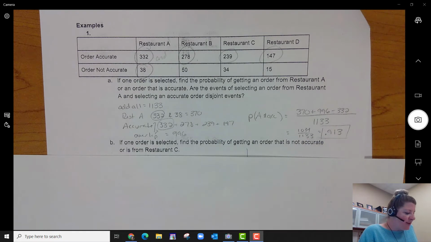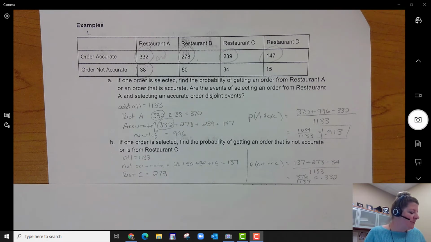If one order is selected, find the probability of getting an order that is not accurate or is from restaurant C. So if you're in class, I would say, try it. So I'm going to say pause, try this one, see if you can get it. Okay, so now you should be hearing me after.